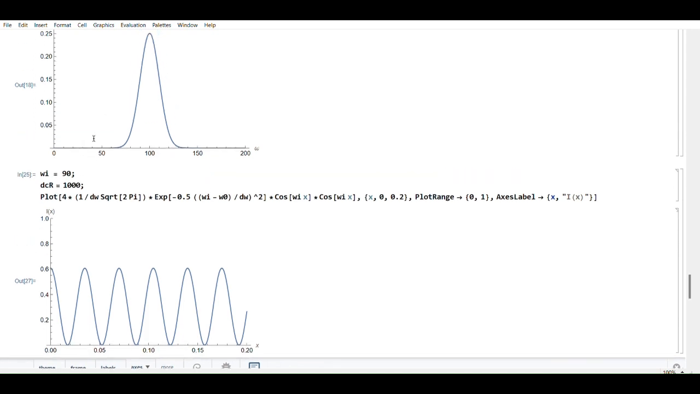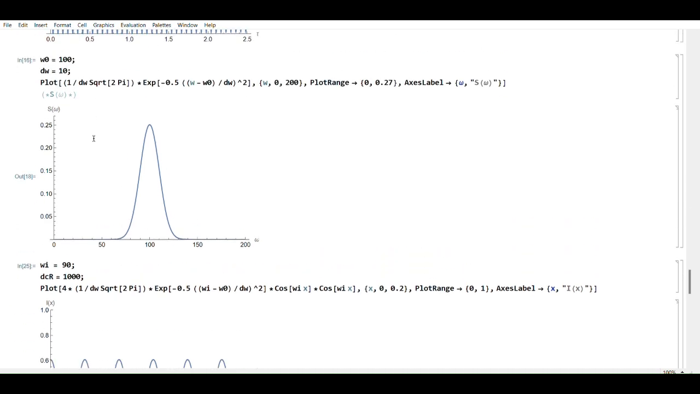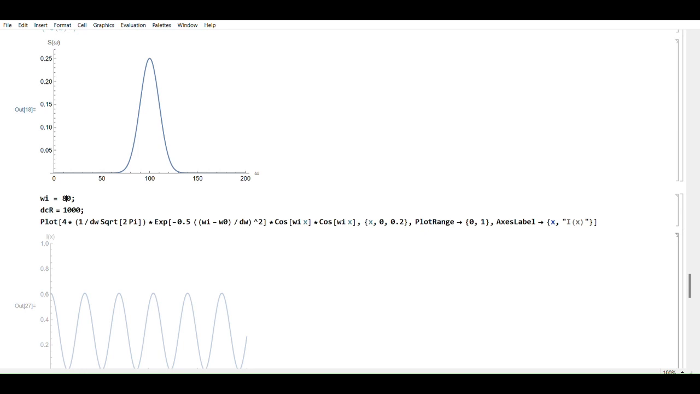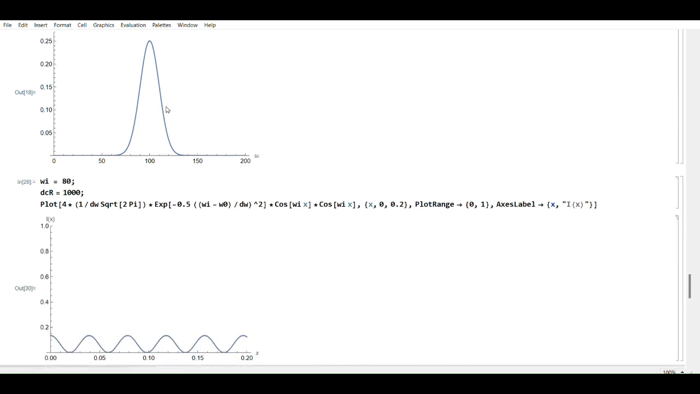Yeah. See, as omega I deviates from omega naught, the amplitude goes down. And also, of course, the frequency changes according to omega I. If I reduce omega I even further, the amplitude goes down even further. Why? Because in this S omega plot, for omega equals 100, it is the maximum value. But if omega deviates from 100, the amplitude starts to fall down. And about, let's say, somewhere about 70, the amplitude is very nearly zero. So if I put in 70, the amplitude goes down nearly to zero. If I put in 60, it's even less. Because it's a Gaussian, it tends to very close to zero. Not exactly zero, but very close to zero.